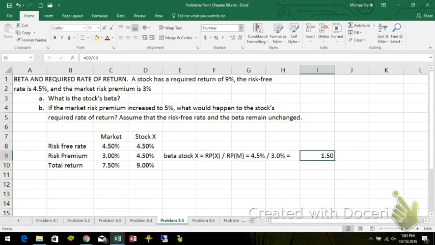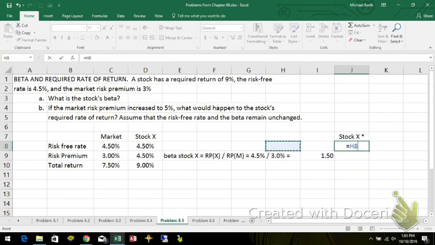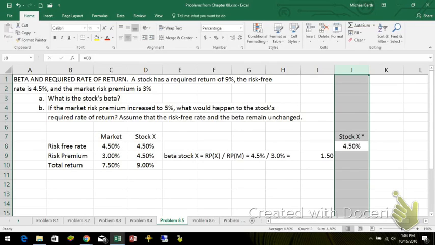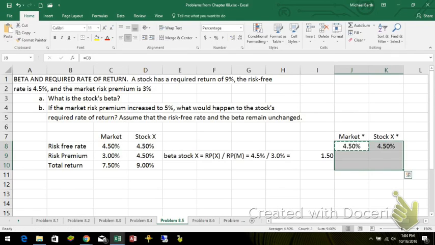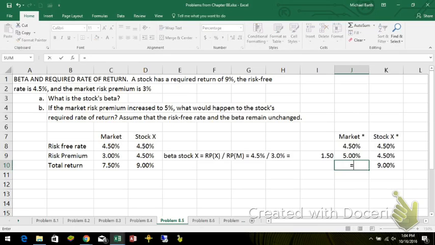If the market risk premium increased to 5%, what would happen to the stock's required rate of return? Okay, so if we go to, let's just go out here, stock X star, if the risk-free rate stayed the same, but the market risk premium increased to 5%, and put them both in there, that'd be the market star. So that'd still be the same because it didn't say it changed any. All right, this goes to 5%, then the market would go to 9.5%.